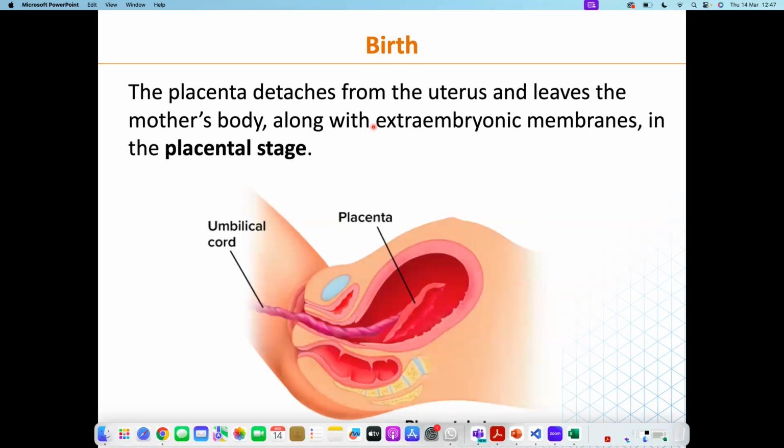So the placenta detaches. It doesn't happen immediately. A child could be born, and maybe after 10 or 20 minutes, the placenta will detach. You don't force it to come out because, as I told you yesterday, it is entangled with the wall of the uterus. It is connected like a hook, locking into the walls of the uterus. That is why the placenta detaches from the uterus and leaves the mother's body, along with the extra-embryonic membranes, in the placenta stage.